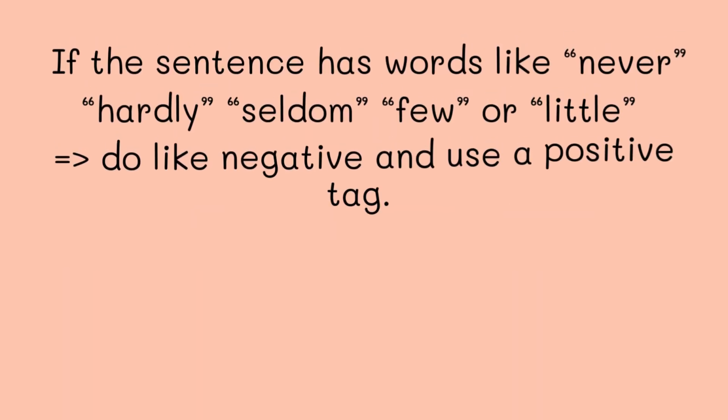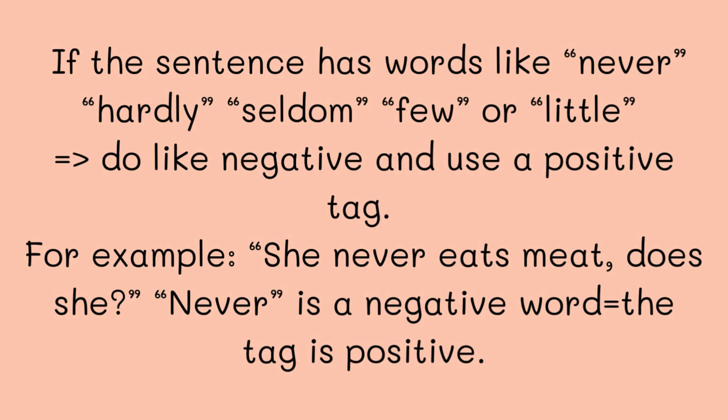Some sentences look positive but are actually negative. If the sentence has words like never, hardly, seldom, few, or little, we treat it as negative and use a positive tag. For example, she never eats meat, does she? Never is a negative word, so the tag is positive.